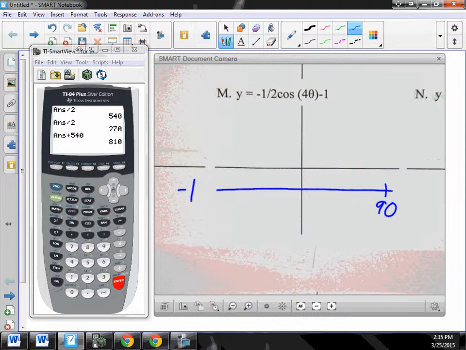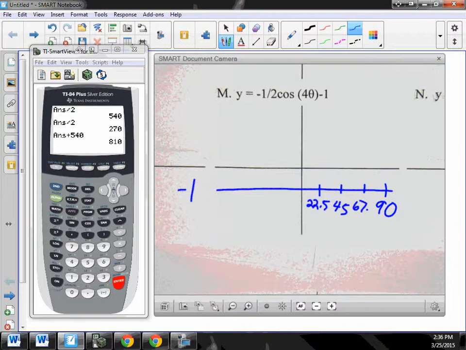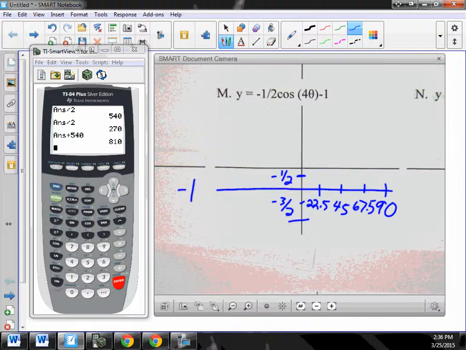What's the halfway mark? 45. The 1/4 mark? 22.5. And the 3/4 mark? 67.5. Where's my maximum? -1/2. So this is the maximum. Where's the minimum? -1.5 or -3/2, however you want to write it. What else do we need? It's an upside down cosine. So we start at the bottom. Bottom, middle, top, middle, bottom.